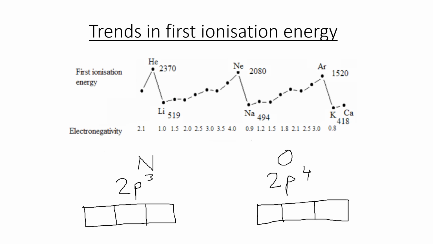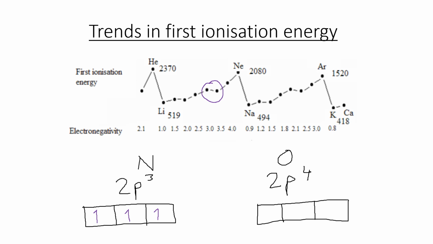The other little trend that we need to be able to explain is, why is there this drop here as you go from nitrogen to oxygen? Why does it decrease in ionization energy? Well, we need to think about the p orbitals here. Nitrogen would be 1s2, 2s2, 2p3. Now, when you have a 2p3, you put one electron in each orbital, all with parallel spins, like so.